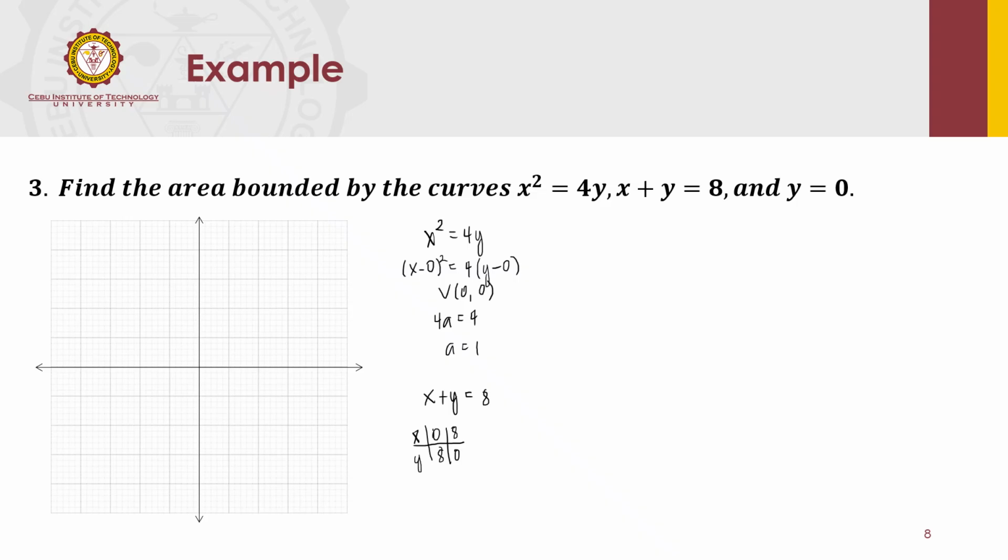And we'll just use the substitution method. So we can solve for y from this equation. So it's 8 minus x. And then we'll plug this into the parabola, x squared equals 4y. So y from the line is 8 minus x. And then we solve for the values of x. So x squared equals 32 minus 4x.